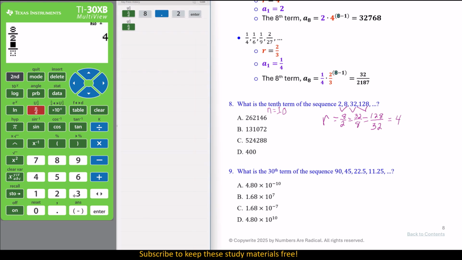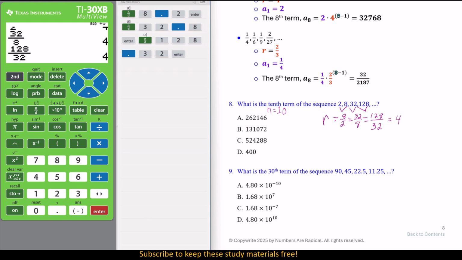Okay, so let's set up a fraction: 32 over 8. It's 4. Another fraction, 128 over 32, and it's 4. Okay, well, the 10th term, so what are we looking for? We're looking for a to the 10 equals. We know what our a value is. That's 2. We know what our ratio is now. That's 4. Then we know what n is, so that's 10 minus the 1.